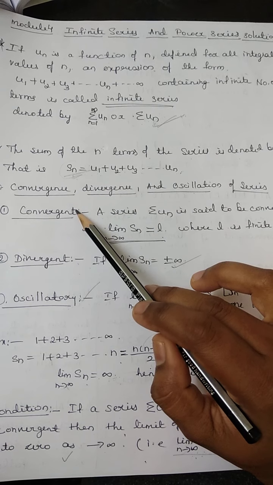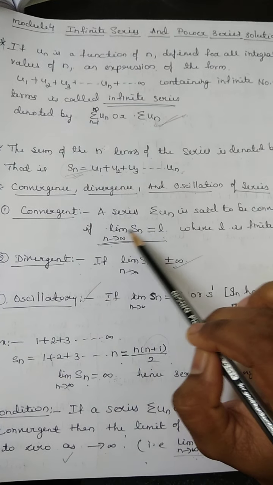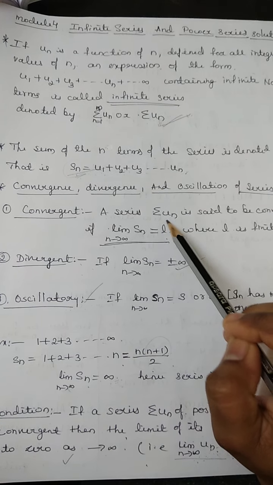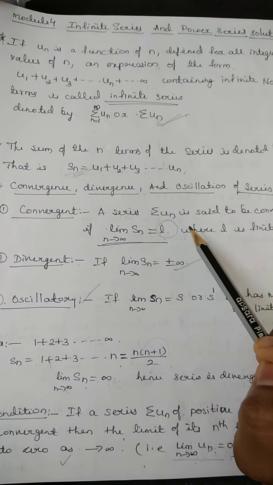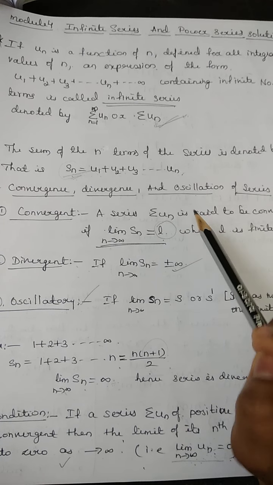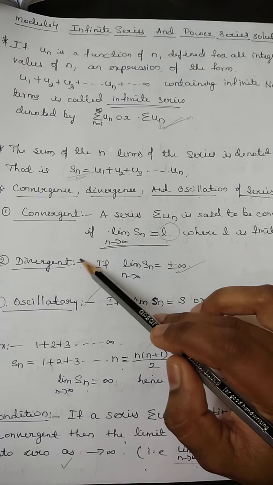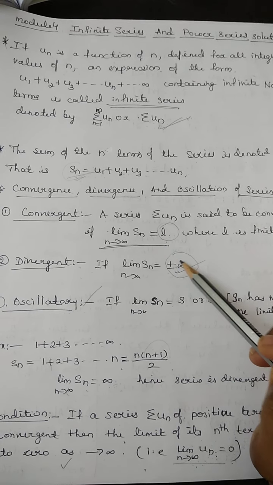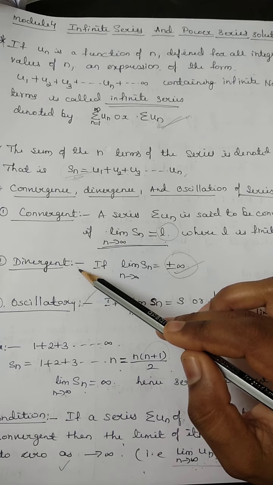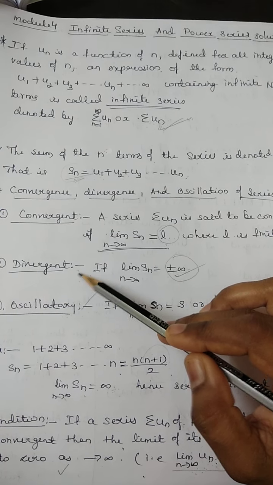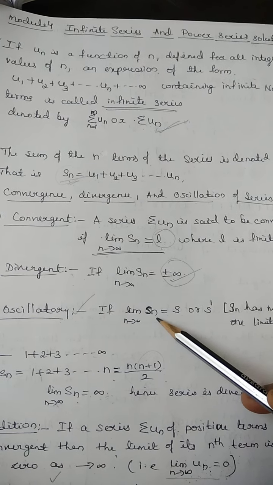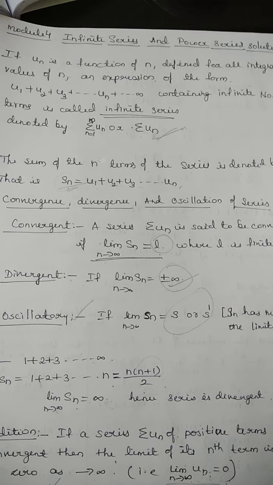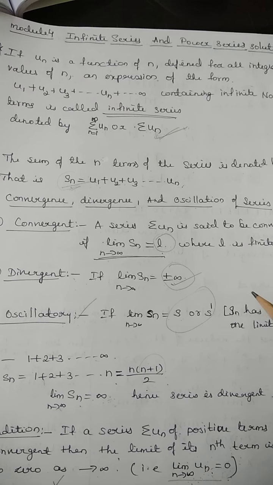We say the series is convergent when the limit of the sum Sn as n tends to infinity is equal to a finite number. We say it is divergent when the limit of the sum as n tends to infinity is equal to plus or minus infinity. It is oscillatory when the series has two or more limits.